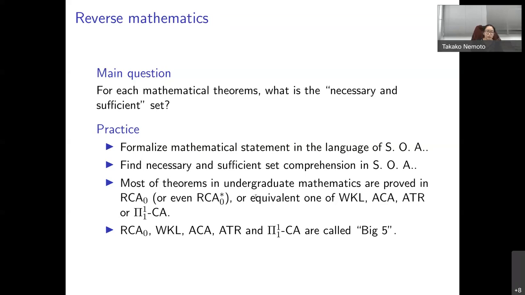That is the theory usually used as a base theory over which we classify mathematical theorems, or equivalent characterizing axioms of systems called WKL, ACA, ATR, or Pi^1_1 comprehension axiom. And these systems are called the Big Five systems.